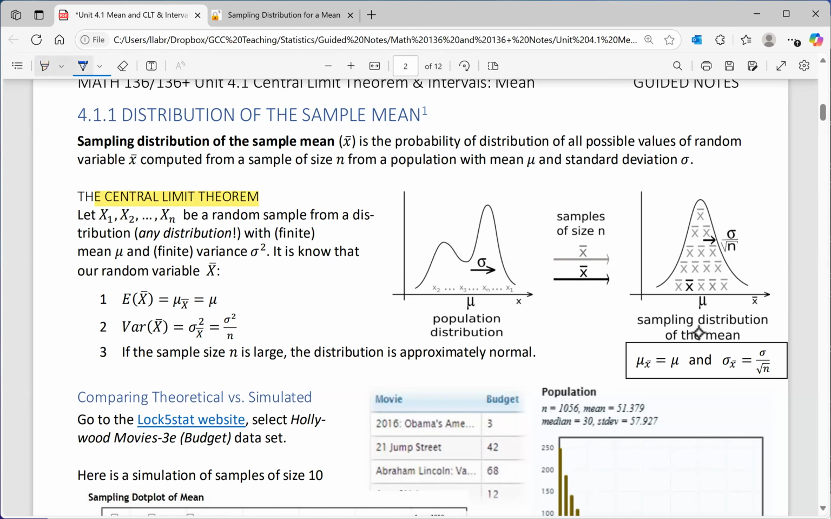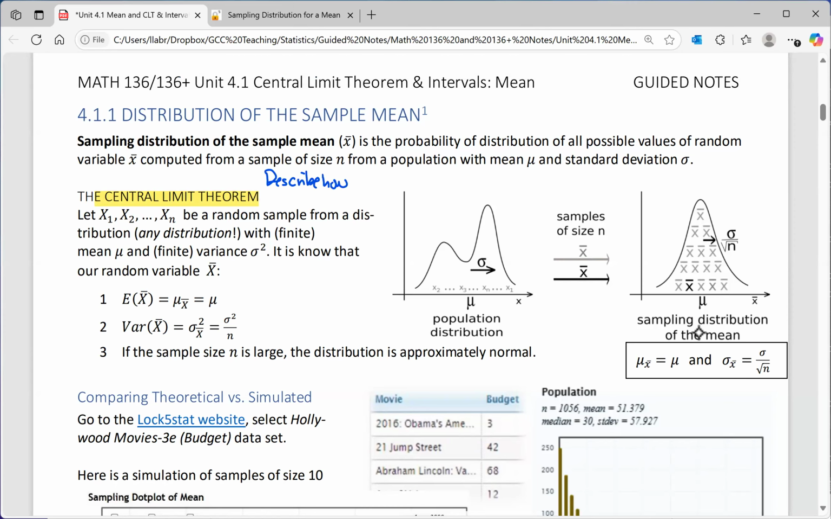The central limit theorem essentially tells you that when you compute a sample mean, I know how that sample mean behaves. So let's go ahead and just take a look at what the theorem says, and then we'll observe examples of that theorem. So the central limit theorem allows us to describe how sample means will behave.